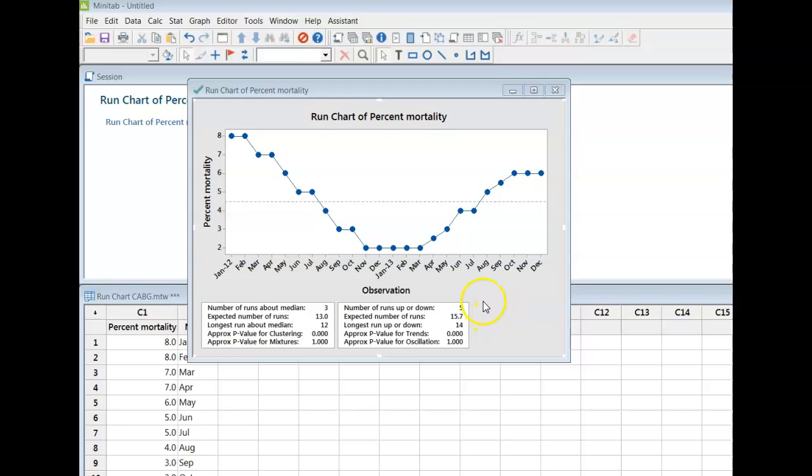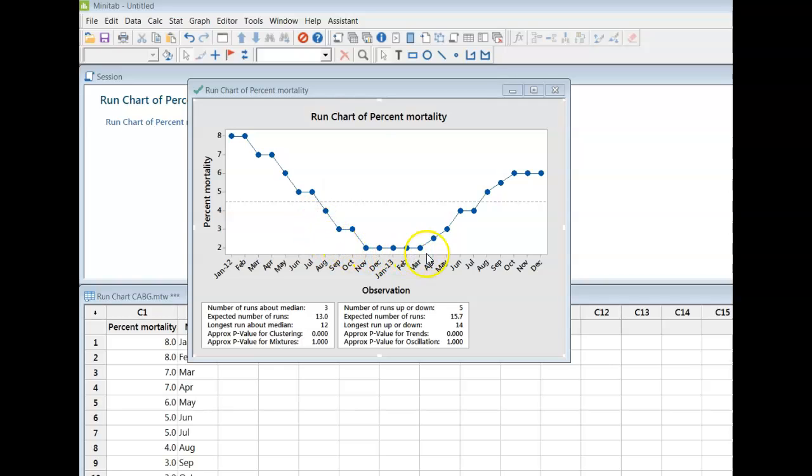And a run is defined as a string of points that are on one side of the median. So starting off up here with my first data point, we've got 7 data points that are above the median. And my next data point is below. So right up to data point number 7 here, these are all above the median. This would be called a run, and this is run number 1.